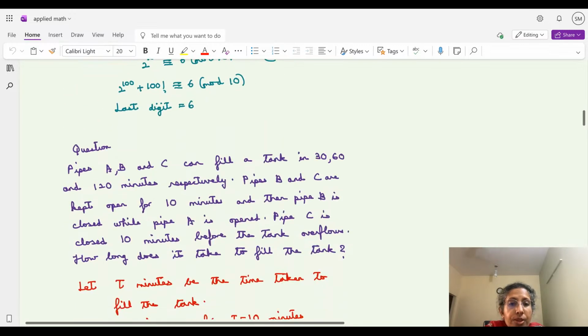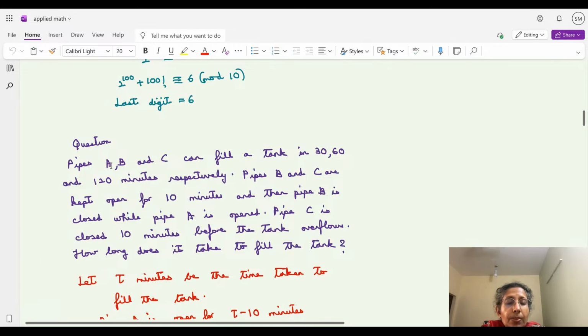Now, again, a question on pipes and cisterns. Pipes A, B, and C can fill a tank in 30, 60, and 120 minutes respectively. Pipes B and C are kept open for 10 minutes, and then pipe B is closed while pipe A is opened. Pipe C is closed 10 minutes before the tank overflows. How long does it take to fill the tank? So suppose it takes T minutes to fill the tank.